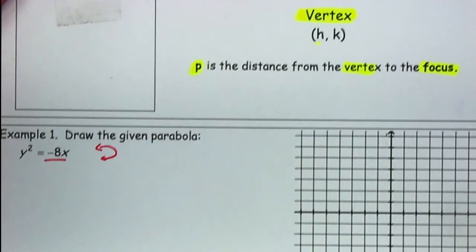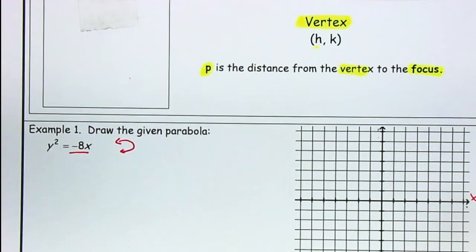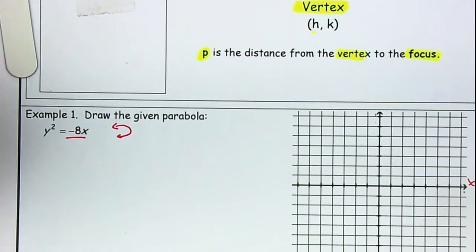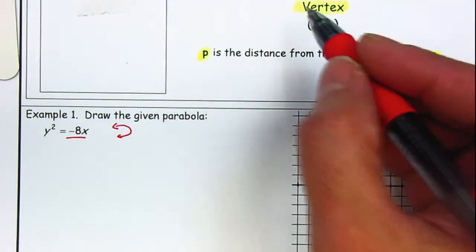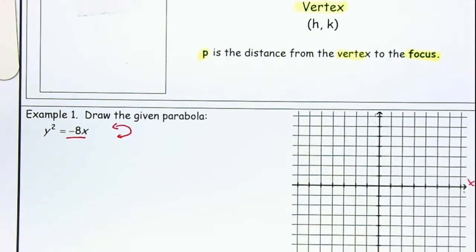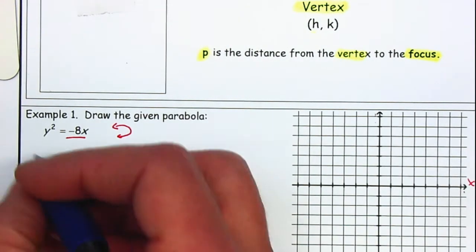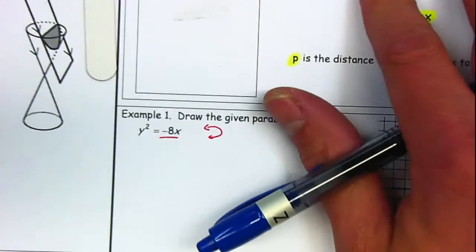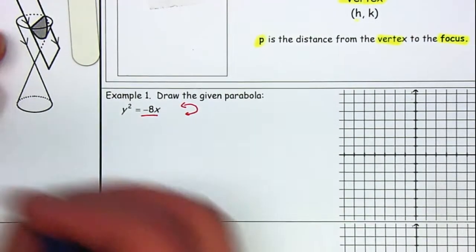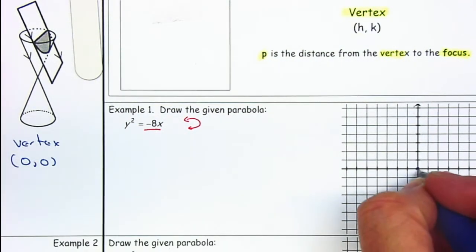So let's go through the process of graphing. Example number 1. Draw out a given parabola. First, I need to be able to find my vertex. My vertex is (h, k), because notice there's no h and k. On example number 3, we do have an h and a k, but on this one, we don't have an h or k. So your vertex, and I'm going to write it down on the left-hand side, my vertex will be (0, 0). So it's located here.